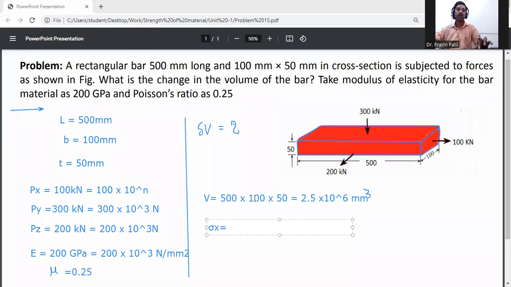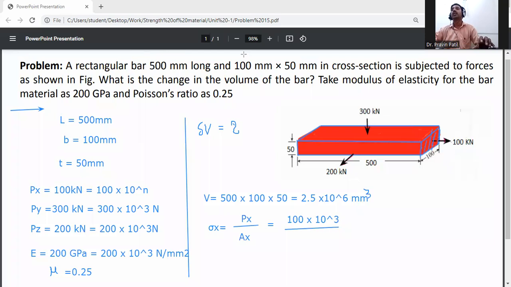The stress in x direction is equal to Px by Ax, the force in x direction divided by the cross-sectional area in x direction. Px, the force in x direction, is 100 kilonewton, 100 into 10 raised to the power 3, and it is in tension. Which one is the area in x direction? This one here.